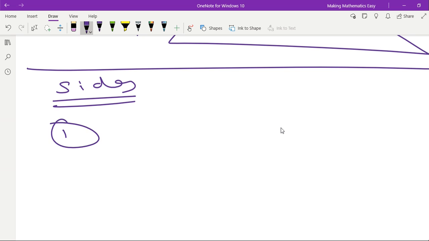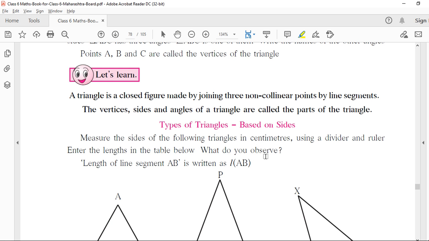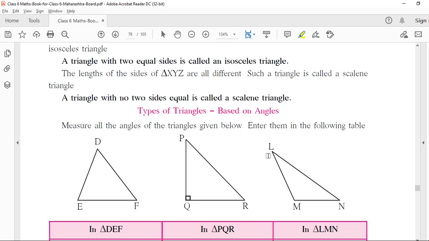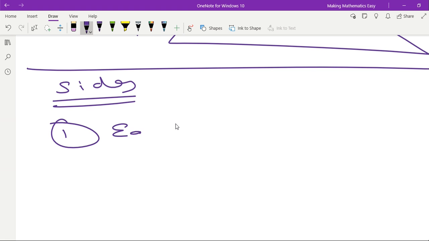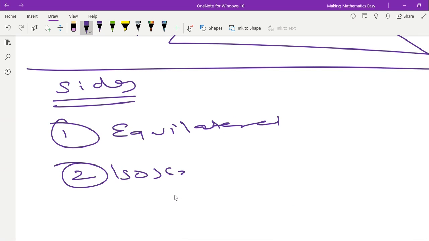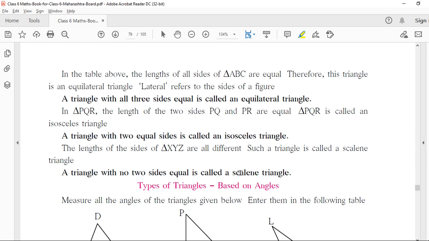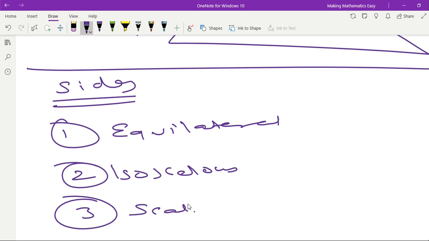So first is, as you can see over here, the equilateral triangle. Next, what you can see is the isosceles triangle. Third is the scalene triangle. Correct? Now how to differentiate between these three types of triangles on the basis of sides?